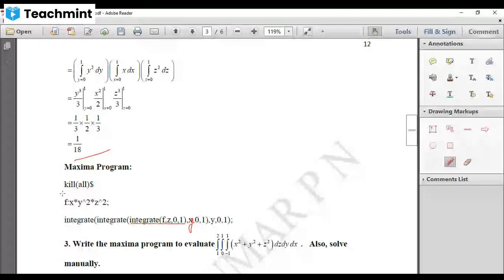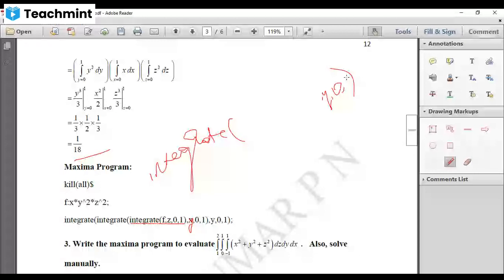As usual, the triple integral of F is given by x times y square times z square. First you take the integrate outside, then you take a bracket. Then what was your variable? Your outside variable is y. So y from 0 to 1, you write like this.